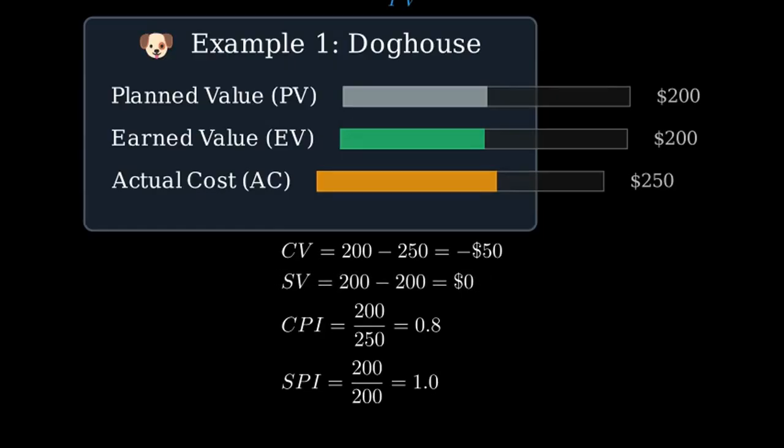Cost performance index equals 200 divided by 250 equals 0.8. Schedule performance index equals 200 divided by 200 equals 1.0. Conclusion: we are exactly on schedule, but $50 over budget, and our spending efficiency is 0.8.